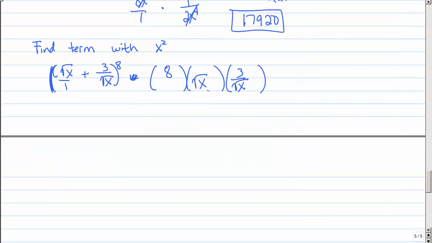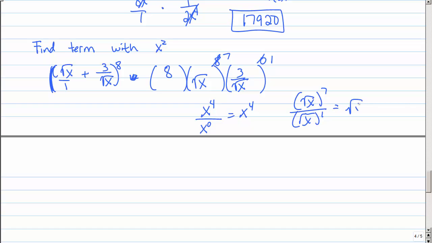Well, your possibilities are that this could be an 8 and that could be 0. Well, what would that give you? The square root of x to the 8th power is going to be x to the 4th divided by no x's. Well, that's going to be x to the 4th, so that won't work. What about 7 and 1? Well, that's going to be the square root of x to the 7th power over the square root of x to the 1st, so I could keep my base and subtract the exponents, and that would be x cubed. Well, that doesn't work.